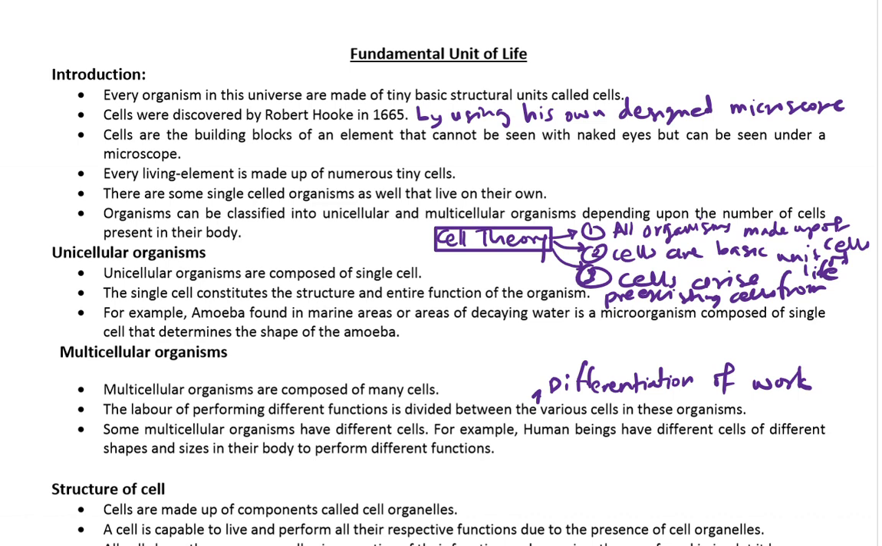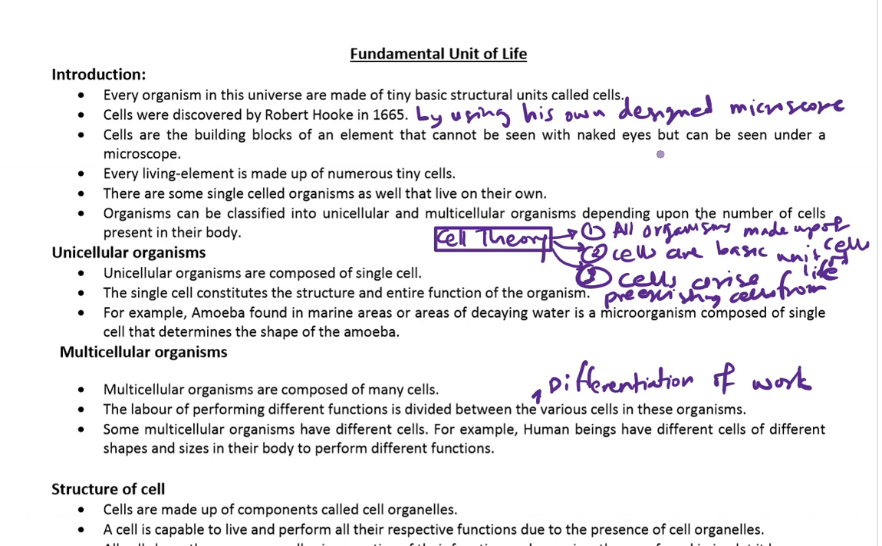These cells were first discovered by Robert Hooke in 1665. He used his own designed microscope and observed a slice of cork obtained from the bark of a tree, and he saw a structure resembling a honeycomb. The small compartments in that structure he named cells, and this is how cells were discovered. Cells are the building blocks of an organism that cannot be seen with the naked eye, but to see them we need a microscope.